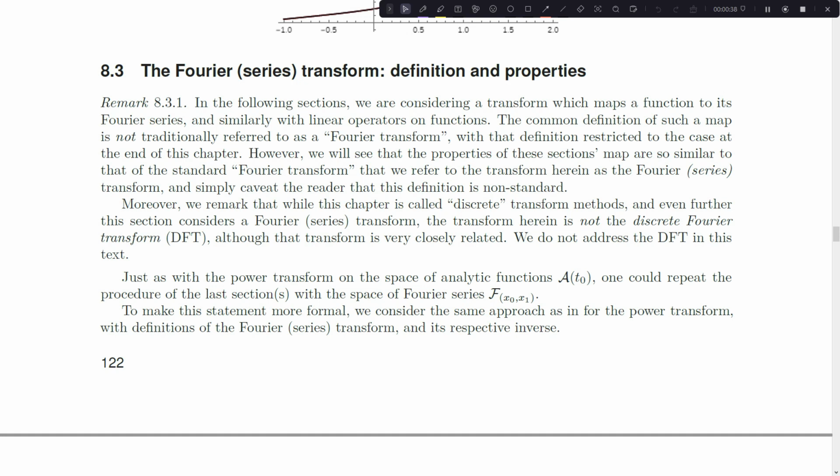The overall idea is that we're applying the same sort of criterion, same sort of methods we were using for analytic functions in the last couple sections to now Fourier series functions in these sections.